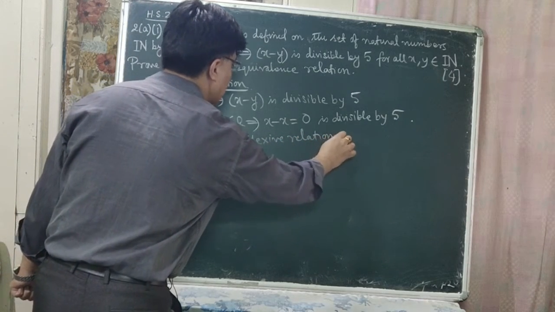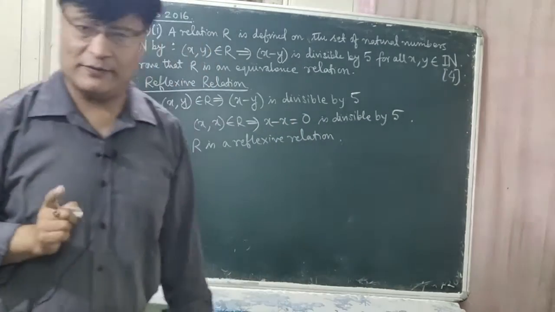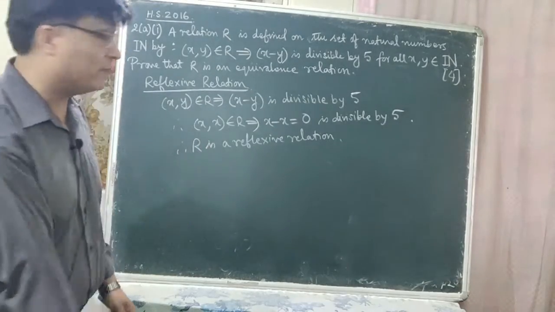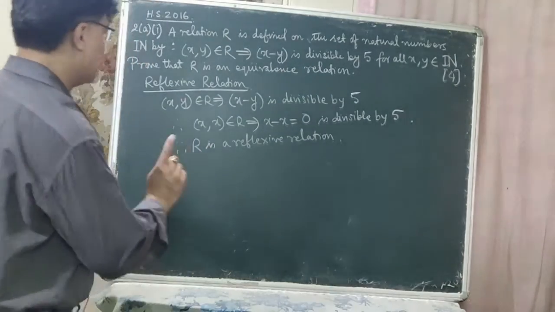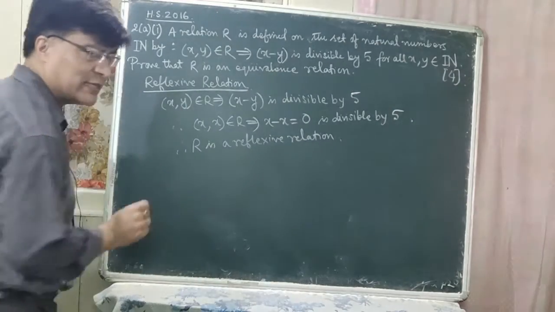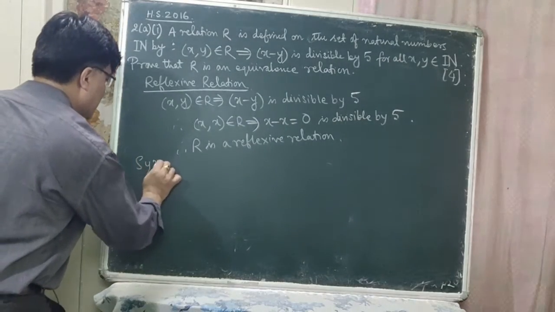R is a reflexive relation because you know that 0 is always divisible by 5. Okay, 1, 2, 3, 4 after that it is not divisible by 5. Is that clear to all of you? So R is a reflexive relation. Now let us check for symmetric relation.